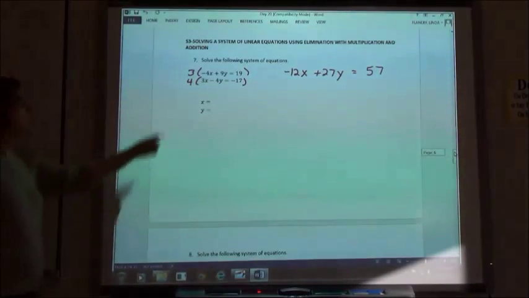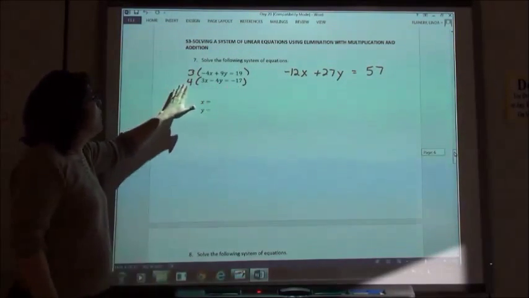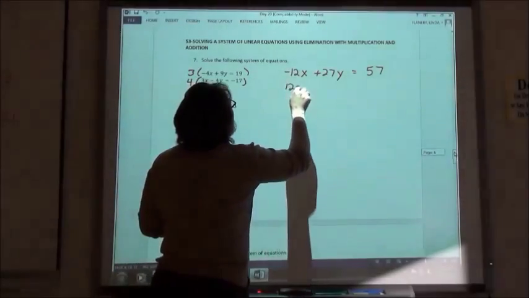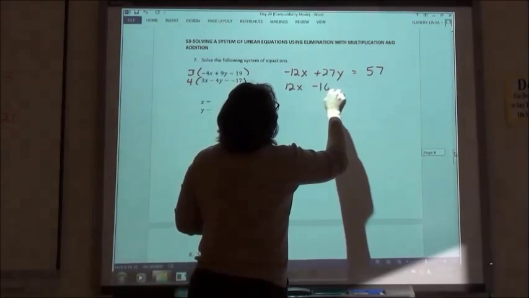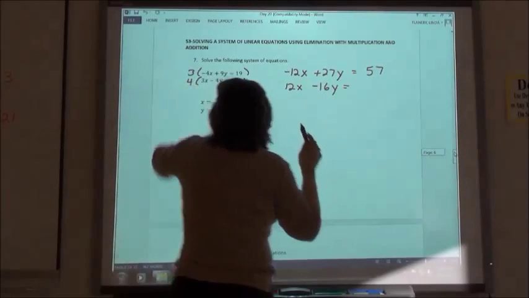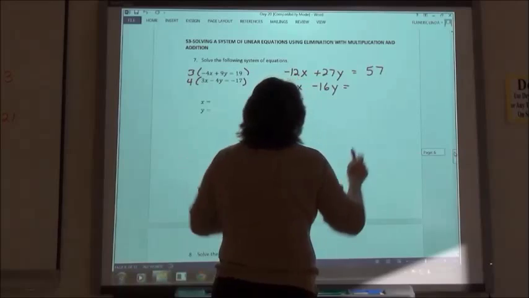My bottom equation, I'm going to take everything times 4. 4 times 3x is 12x. 4 times negative 4y is negative 16y. 4 times a negative 17, negative 68.